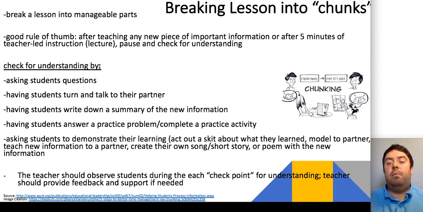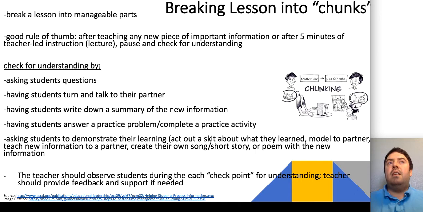Another way that you can support ELL students is by breaking the lesson into chunks. Another term is called chunking. Chunking is basically the way that learners can remember information more effectively. If you were trying to memorize or remember some important concepts, you would probably not try to remember too many things at once. You would probably want to focus on one or two key points at a time, practice with those, make sure you understand them, and then move on to others. So that's the whole point of chunking.